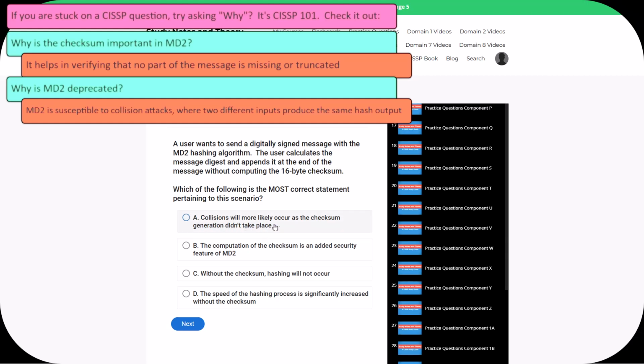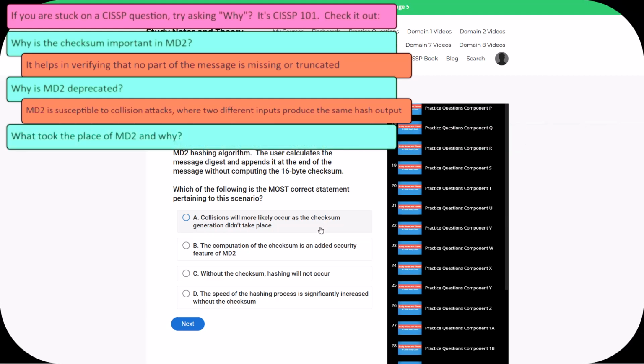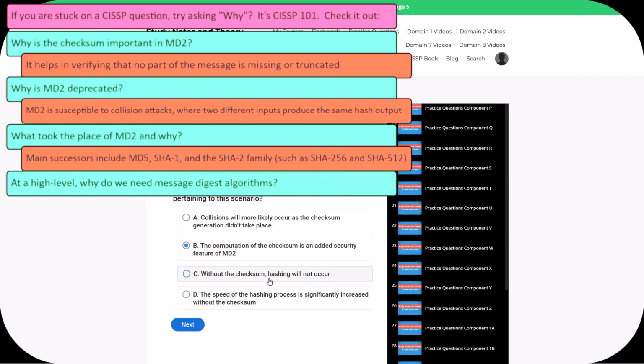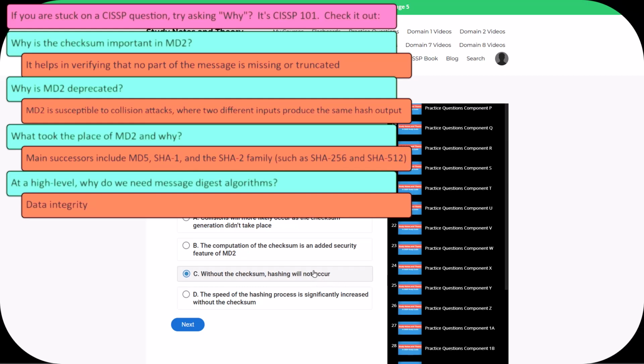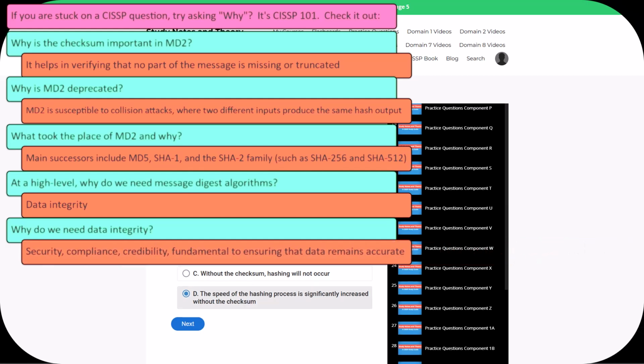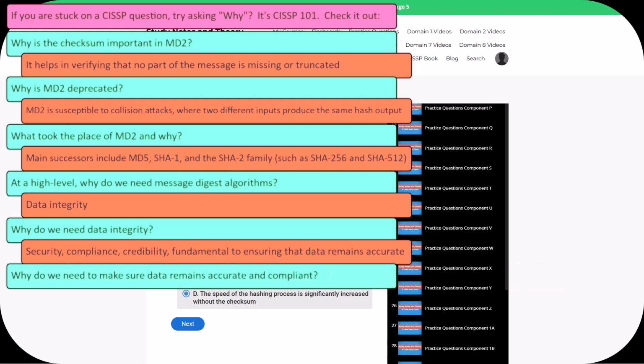Collisions will more likely occur as the checksum generation didn't take place. I don't know. The computation of the checksum is an added security feature of MD2. Is it? MD2 is very old. I don't know if they had that kind of feature back then. Without the checksum, hashing will not occur. Well, that's just false. And choice D, the speed of the hashing process is significantly increased without the checksum. That is also not true. I think I'm going to go with choice D, guys. What do you think?